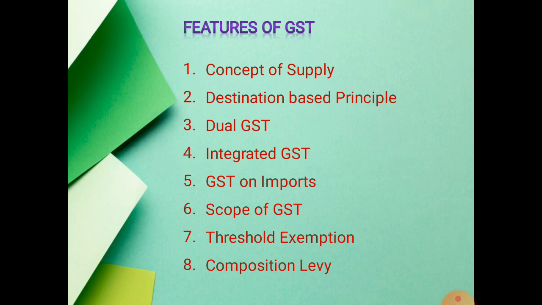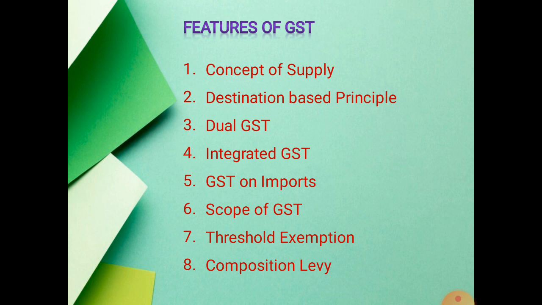First, concept of supply. GST is applicable on supply of goods and services as against the concept of tax on the manufacture of goods or on sale of goods or on provision of services. Next, destination based principle. GST is based on the principle of destination based consumption taxation against the principle of origin based taxation.